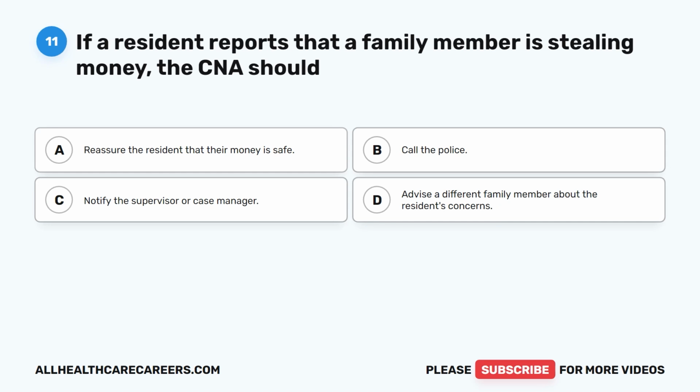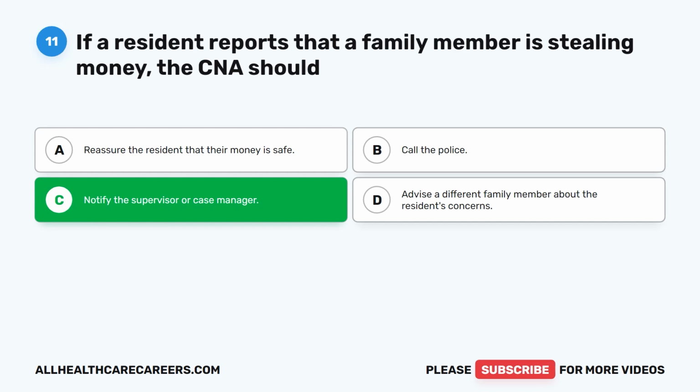Question 11. If a resident reports that a family member is stealing money, the CNA should A. Reassure the resident that their money is safe. B. Call the police. C. Notify the supervisor or case manager. D. Advise a different family member about the resident's concerns.